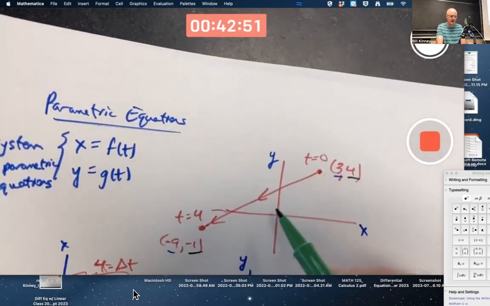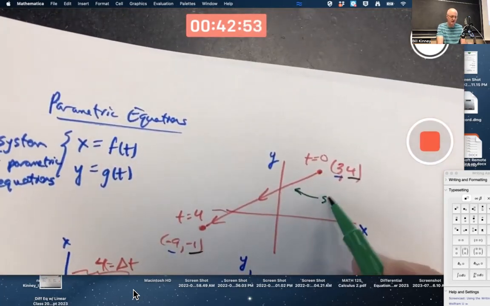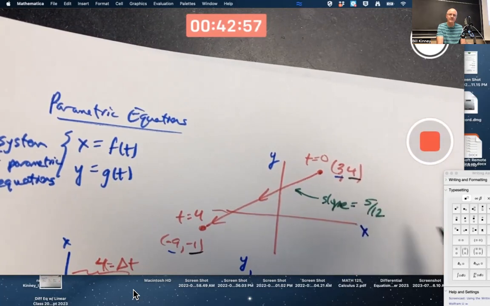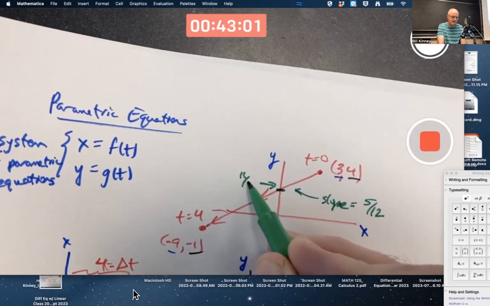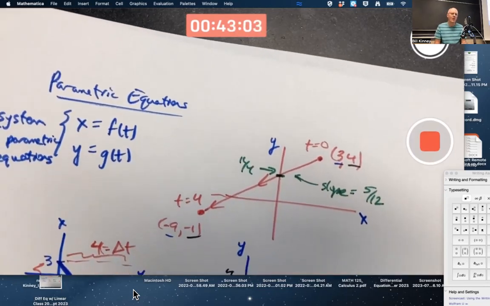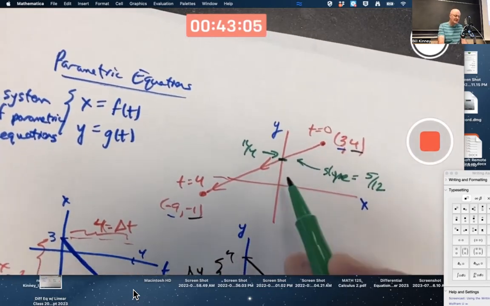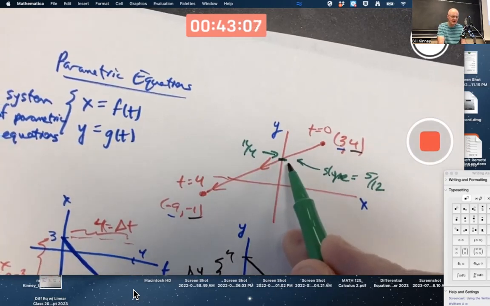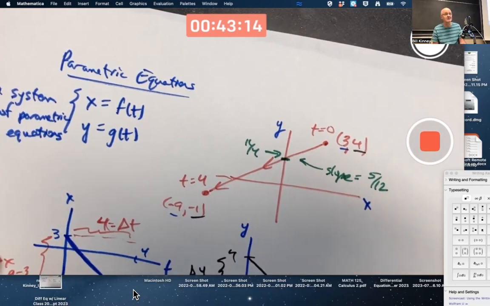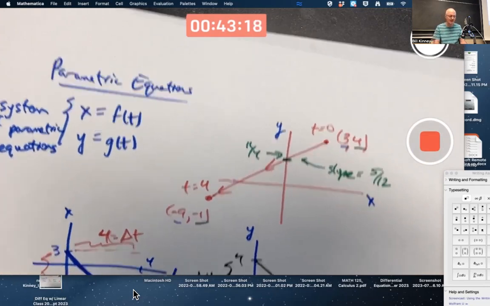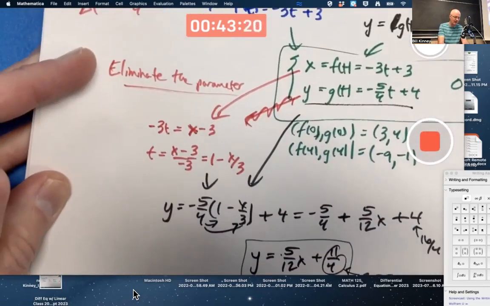This red line up here has a slope of 5/12 and a y-intercept of 11/4. Not saying what time t it is when the bug crosses the y-axis. We could try to figure that out. It's something you should be able to do. Let's go ahead and do that. When does the bug cross the y-axis?